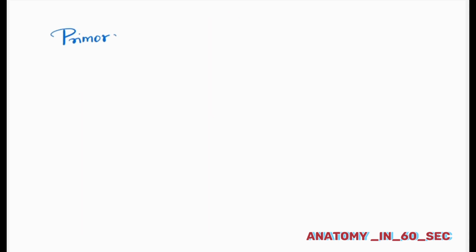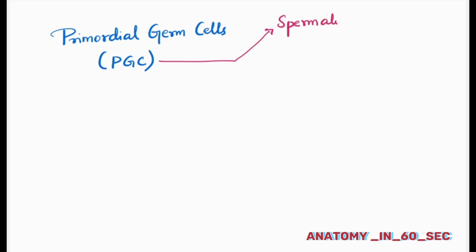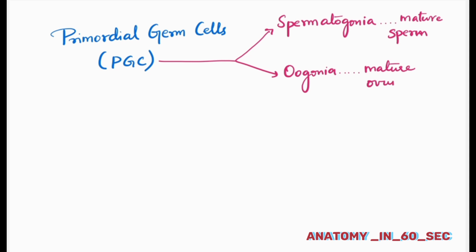Primordial germ cells. These are the actual germ-line cells which are present in a fetus. These cells differentiate into spermatogonia in a male child and oogonia in a female child. After many stages of differentiation, the spermatogonia forms a mature sperm and the oogonia forms the mature ovum.